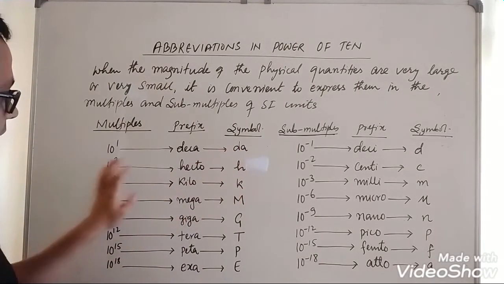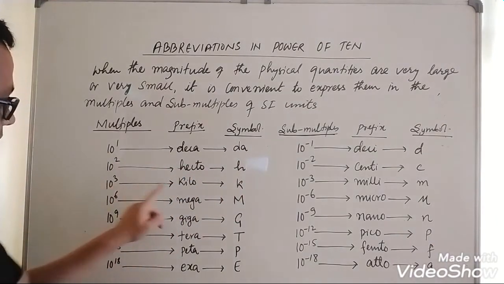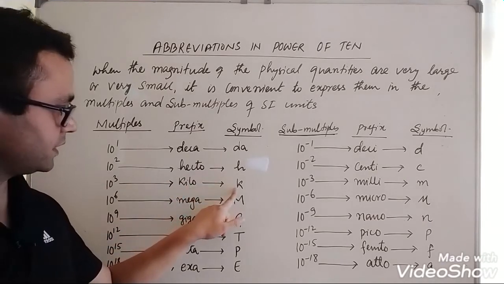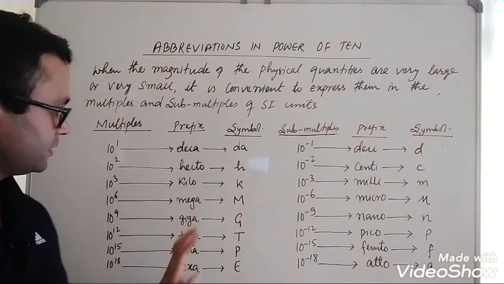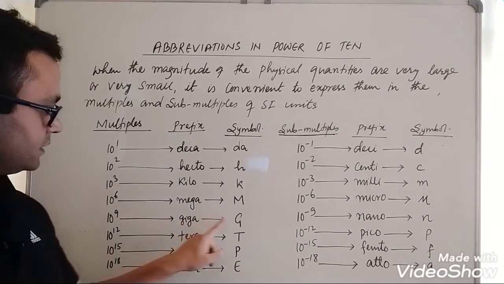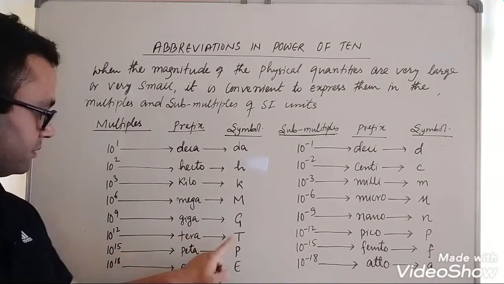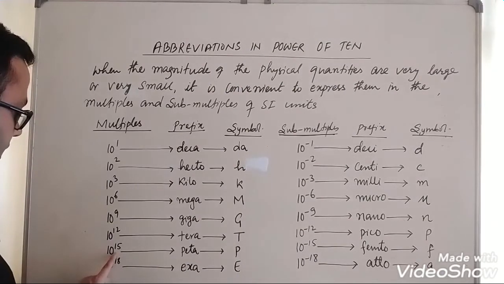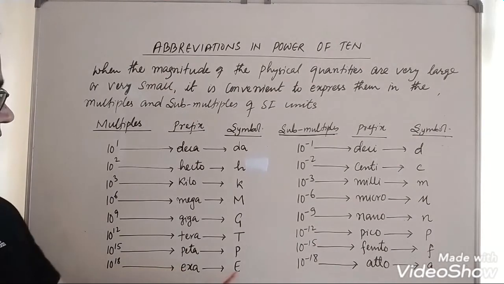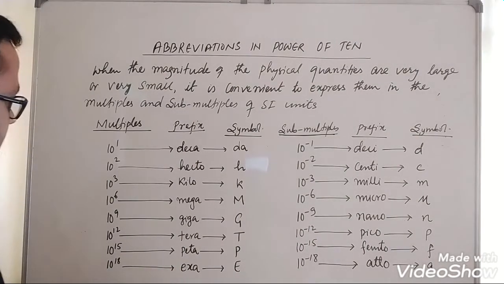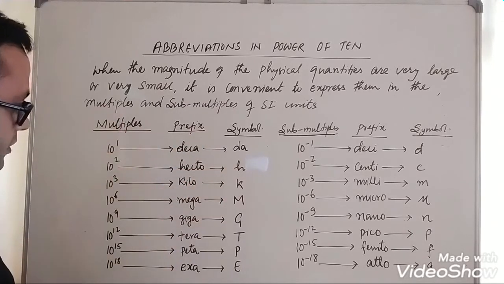10 to the power 2 is hecto. It is represented by h. 10 to the power 3 is kilo. It is represented by small letter k. 10 to the power 6 is mega. It is represented by capital M. 10 to the power 9 is giga, capital G. 10 to the power 12 is tera, capital T. 10 to the power 15 is peta, capital P. And 10 to the power 18 is exa, capital E. So 10 to the power 2 is hecto, 10 to the power 1 is deca. We have to learn this, we have to remember.